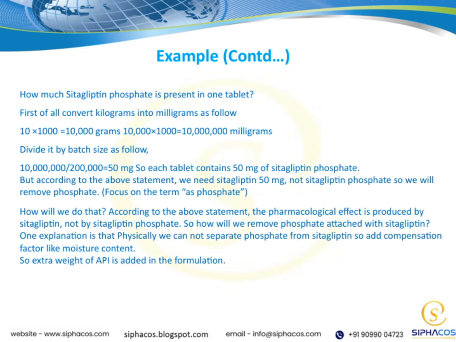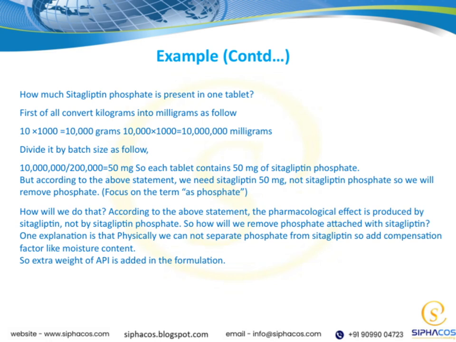Now, here's an important point. The 50 mg we calculated is for sitagliptin phosphate, but what we actually need is just sitagliptin, not the phosphate part. Since the pharmacological effect comes from sitagliptin itself, we have to remove the phosphate conceptually. But how do we do that? Well, physically, we can't easily separate phosphate from sitagliptin in the manufacturing process.